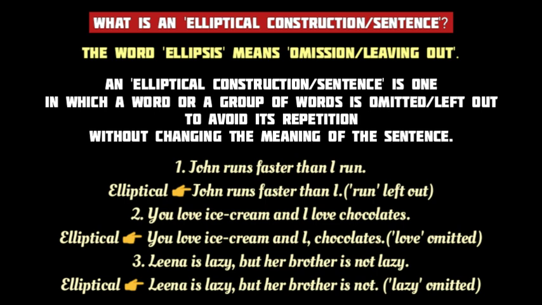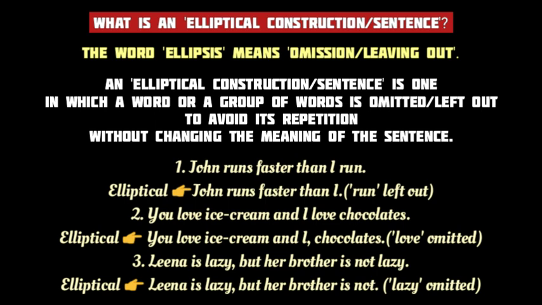Here are some examples of how a full sentence becomes an elliptical sentence without undergoing any change in the meaning. "John runs faster than I run" is a full sentence. We see here that the verb run has been used in both the clauses of the sentence. So to avoid this unnecessary repetition of the word run, we may omit it from the second clause without affecting the meaning of the sentence.